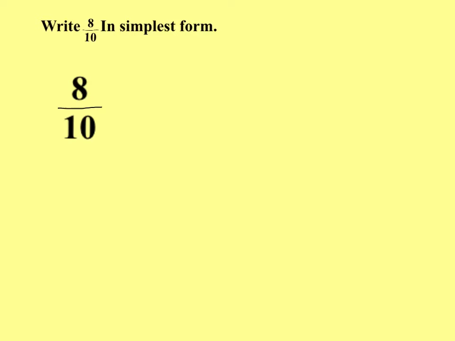So remember, to find the simplest form, you have to divide the numerator and the denominator by the greatest common factor. So I need to list my factors of 8, and I know that they're going to be 1 and 8 and 2 and 4. So those are my factors of 8, and I'm going to list my factors of 10. I know they're going to be 1 and 10 and 2 and 5. So those are my factors of 10 and my factors of 8.